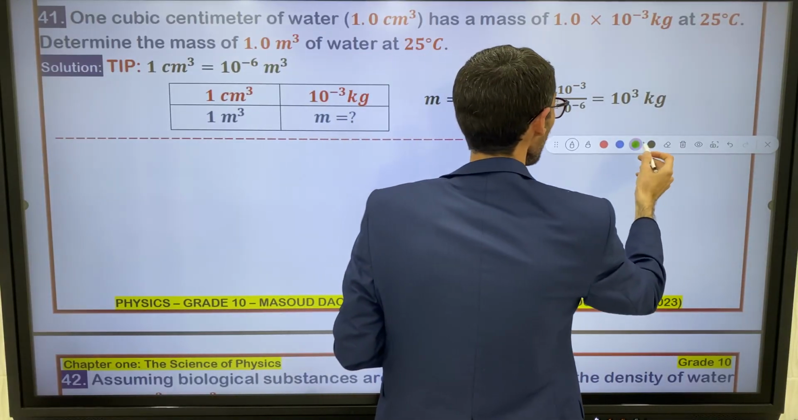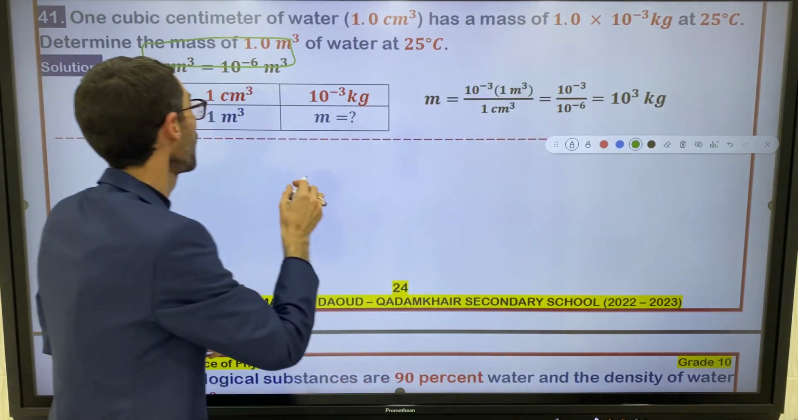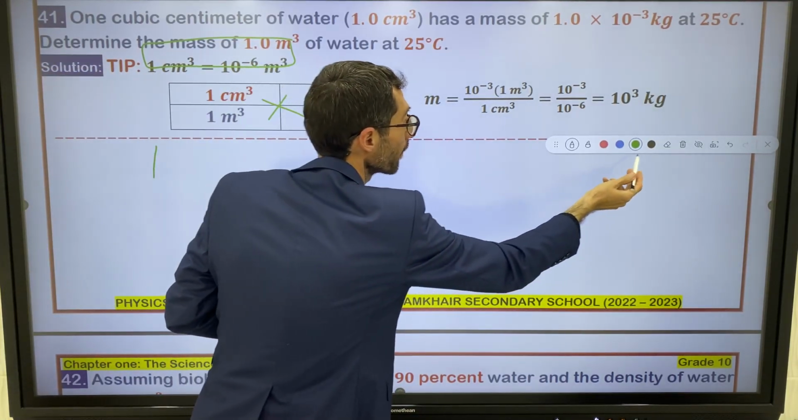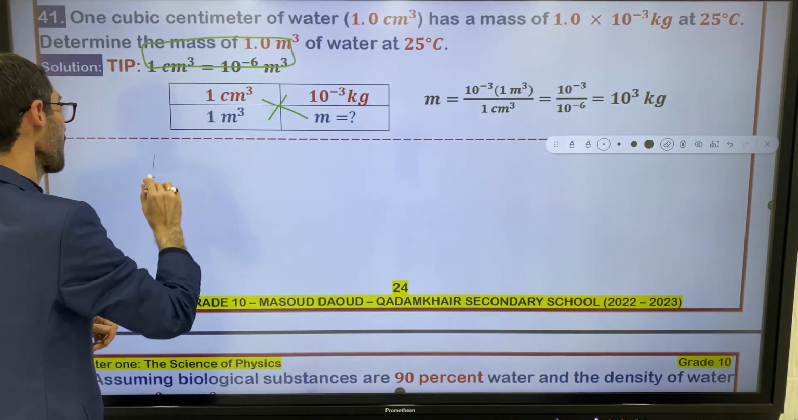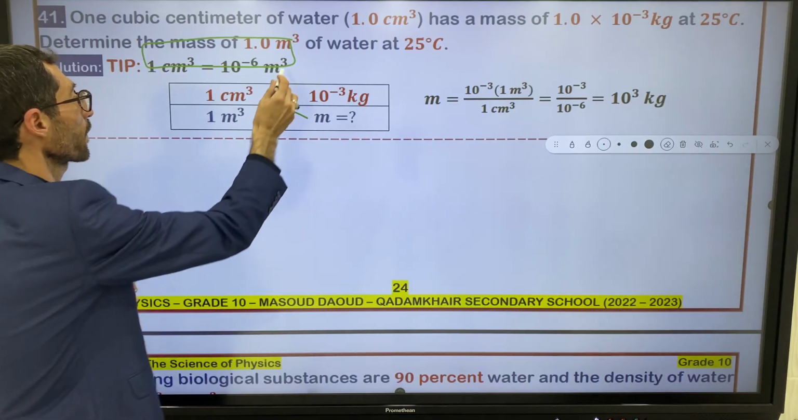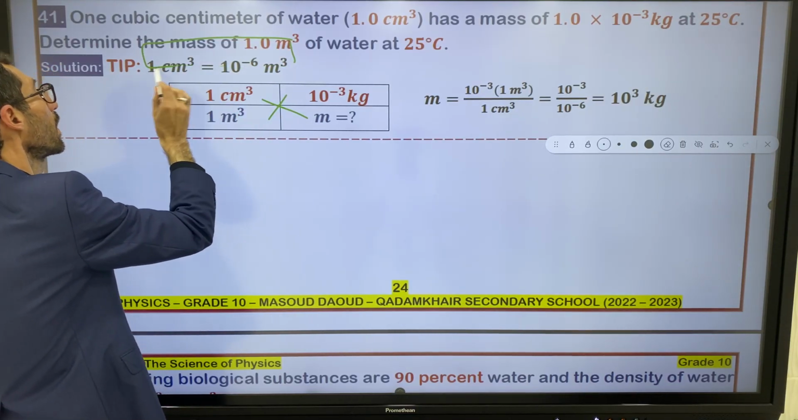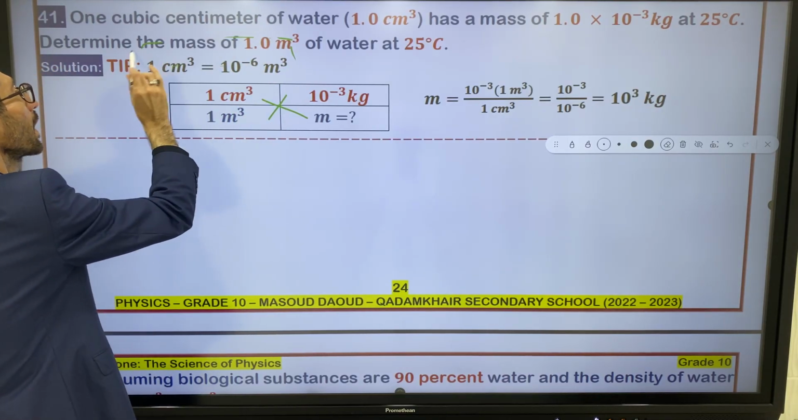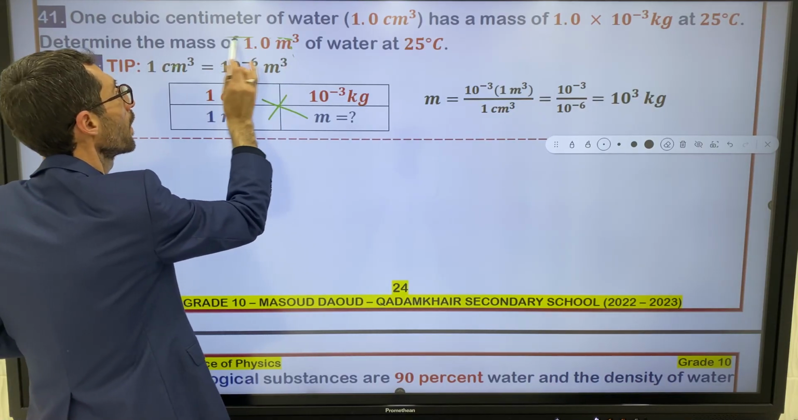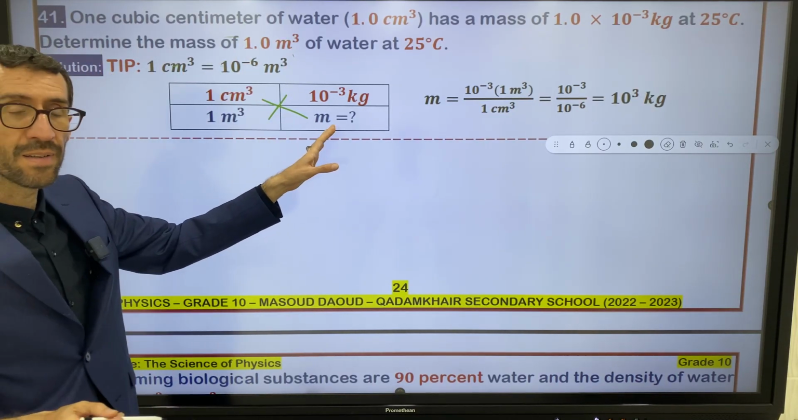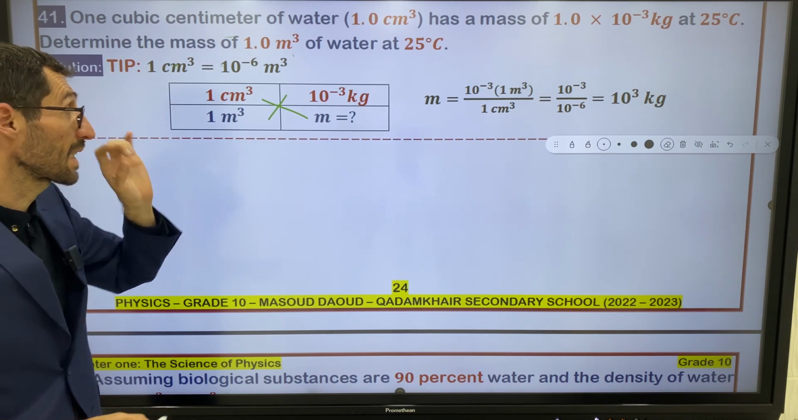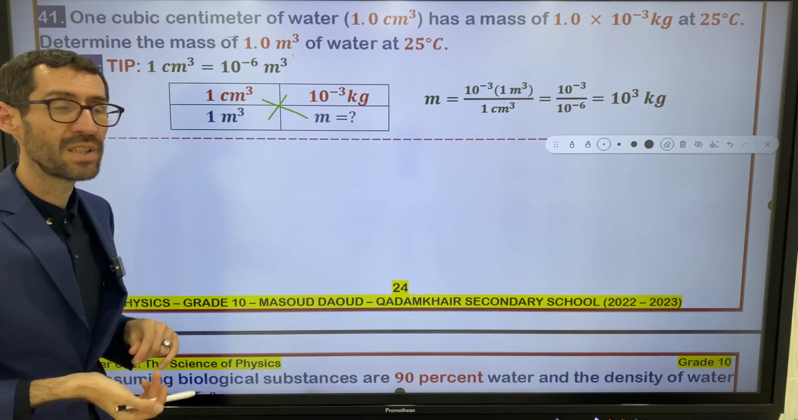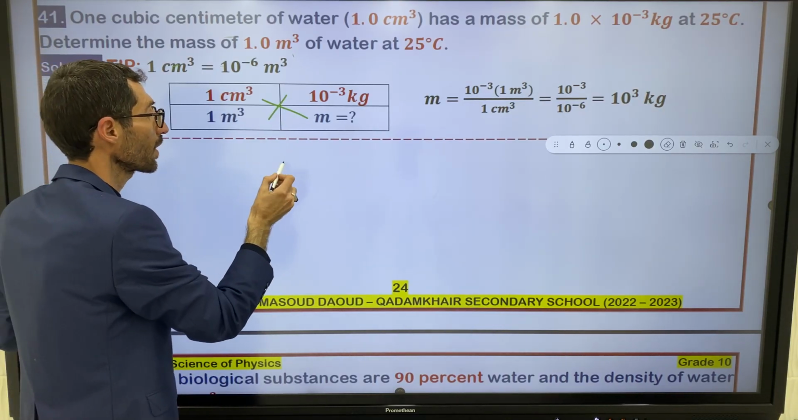Let me do it for you. Be with me. Right now, what's the unknown here? M is unknown, right? Think about M as a variable, like X. Any number multiplied by the variable goes to the denominator. That's why M is equal to, let me draw it for you.